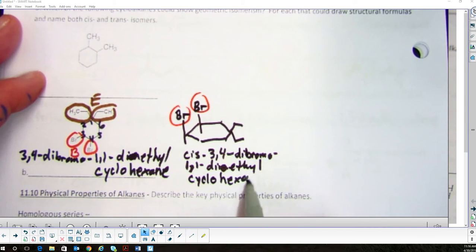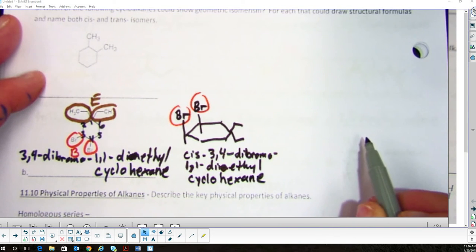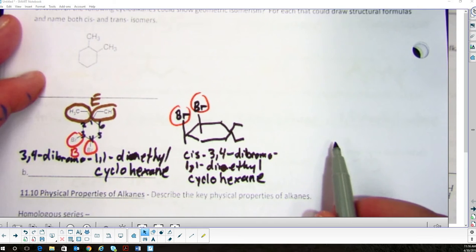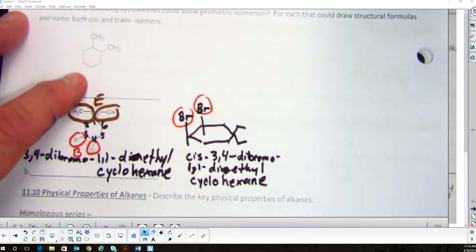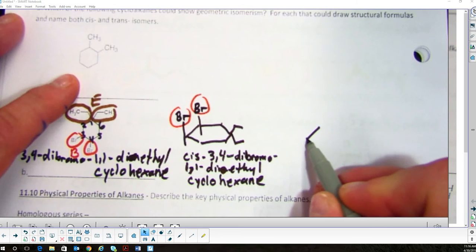Cyclohexane. So now we've got to show, I want you to try and draw by yourself right here, trans. Do a trans. And then go ahead and name it. I'm going to freeze it for a second. I'm going to draw it and see how well you do.